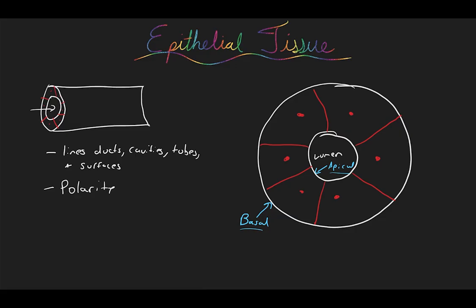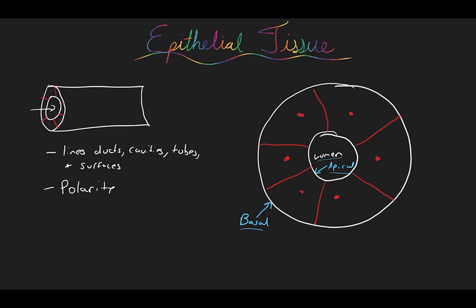Now, the apical side is the side that touches the free surface or the open area. For our tube here, that's going to be the lumen, that opening in the tube. If you think about your body surface, which it covers, the apical side is going to be the side that touches the free air, that surface side of it.